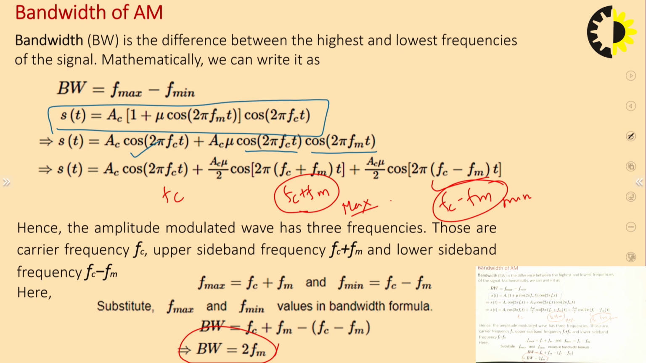That is the bandwidth we have got. 2 FM is the bandwidth of an amplitude modulated wave.